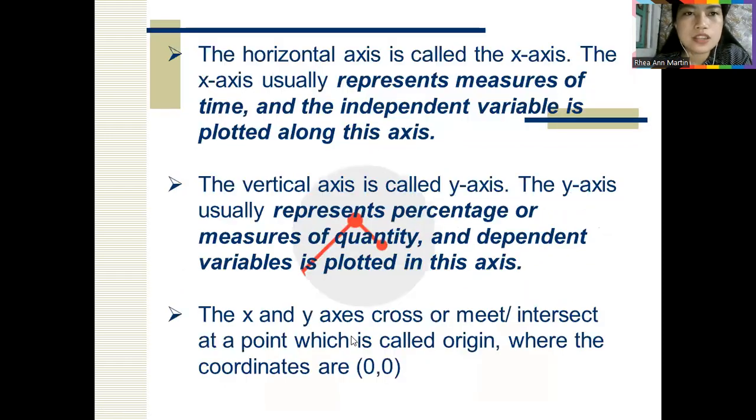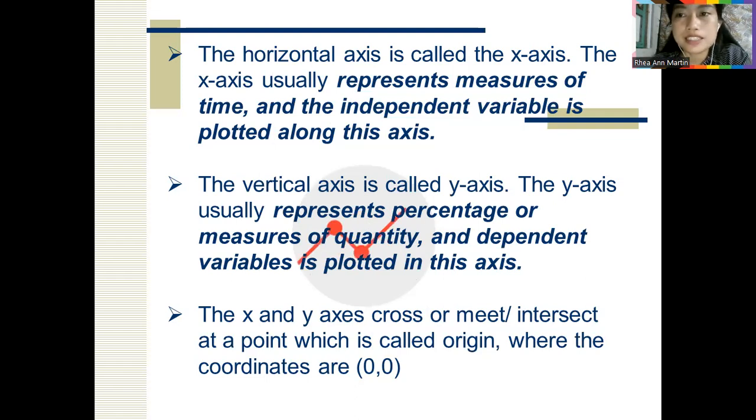Okay. So the horizontal axis is called the x-axis. The x-axis usually represents measures of time, and the independent variable is plotted along this axis. While the vertical axis is called the y-axis, and the y-axis usually represents percentage or measures of quantity, and the dependent variable is plotted in this axis. The x and y axis cross or intersect at a point which is called the origin.